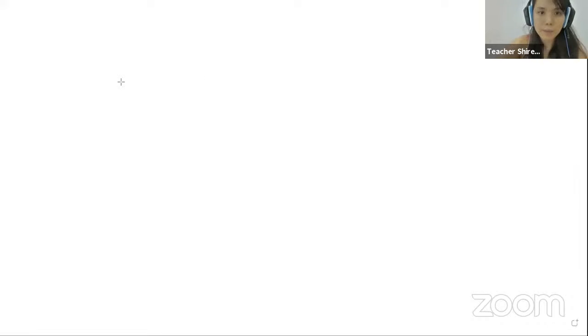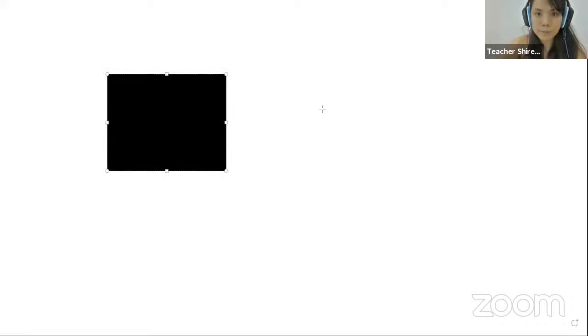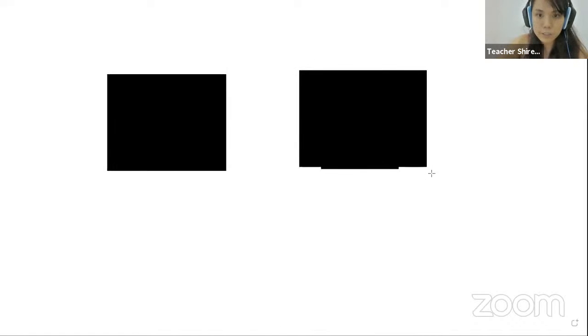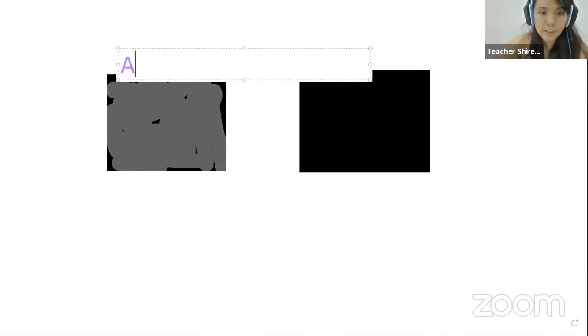What's the difference between area and perimeter? Let's say for example the same square. When you want to find the area, previously we learned that the area is the content inside. It's how many boxes are inside. So this whole surface, we call it area.